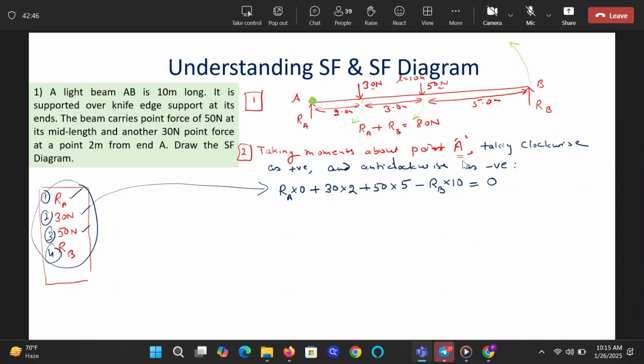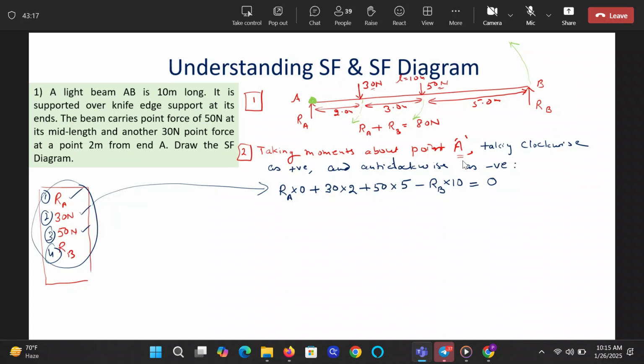The beam is not rotating and is in static equilibrium. Therefore, the algebraic sum of clockwise and anti-clockwise moments about A must be zero. Am I right, class? Yes or no? Anybody has any questions? Clear? Okay.